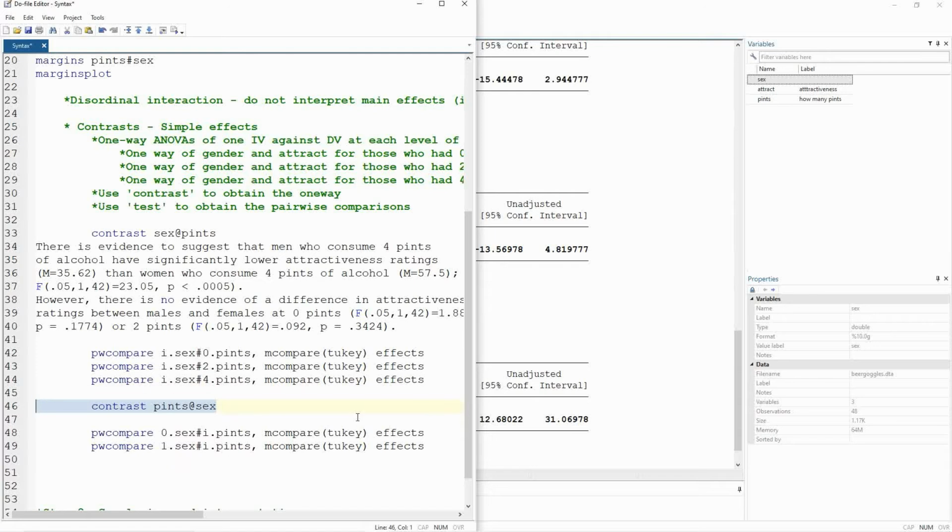Rather than asking if males and females differ at 0 pints, we're asking whether 0 and 2 pints differ for males, whether 0 and 4 pints differ for males, whether 2 and 4 pints differ for males, and so on, and then doing the same for females. So all I'm doing is using the contrast syntax again, and I'm switching the order around. So now pints at sex.